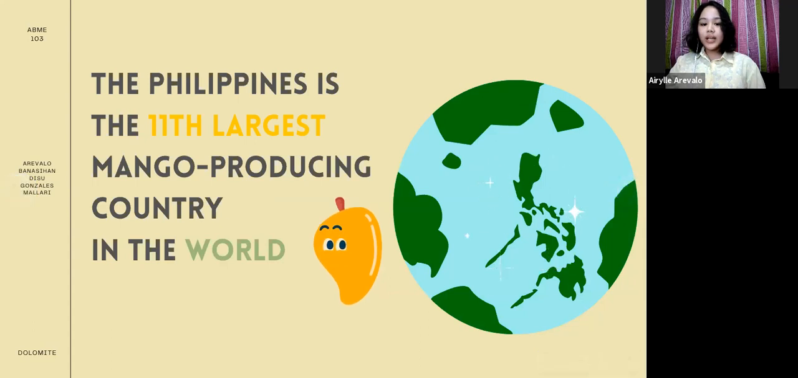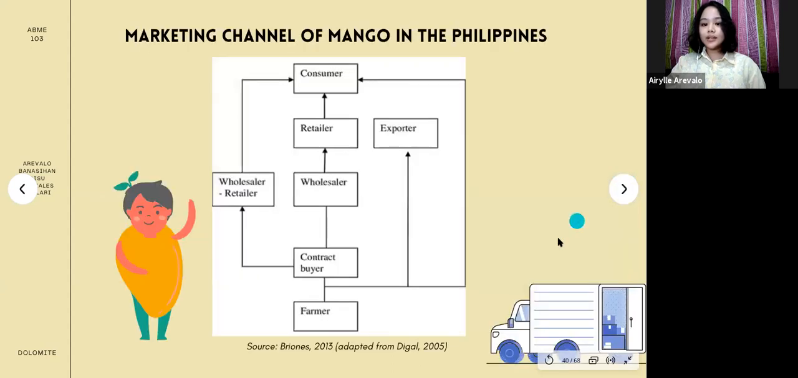Next. In 2018, the Philippines ranks as the 11th most mango-producing country in the world. The number one country for mango production is India, followed by China, then Thailand. Next. The mango production in the Philippines follows a dual distribution market structure. The commodity will start in a farm and mangoes will be sold directly to wholesalers, retailers, before it reaches the consumer. The farmers directly sell their commodity to exporters or consumers.